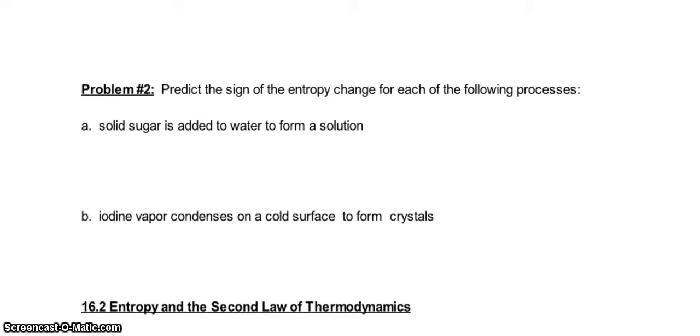It says predict the sign of the entropy change for each of the following processes. So keep this in mind. If you have delta S being positive, that means you have a greater disorder. If you have a delta S being negative, that means becoming more orderly, and that doesn't happen as much. So positive delta S means more disorder, negative delta S means more order. So what's going on here? Solid sugar, which is very orderly, is added to water to form a solution. So is this becoming more disorderly or less disorderly?